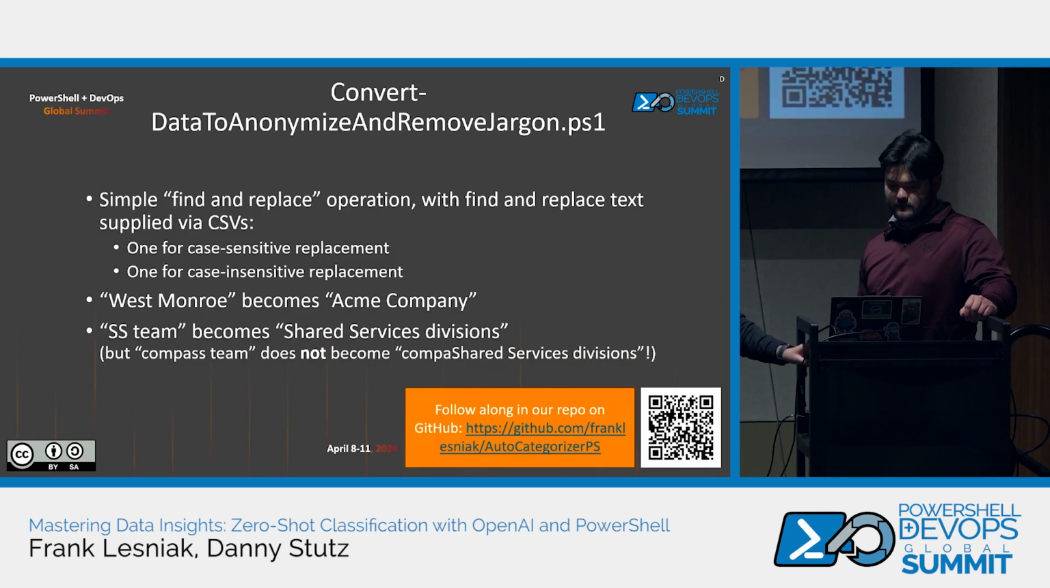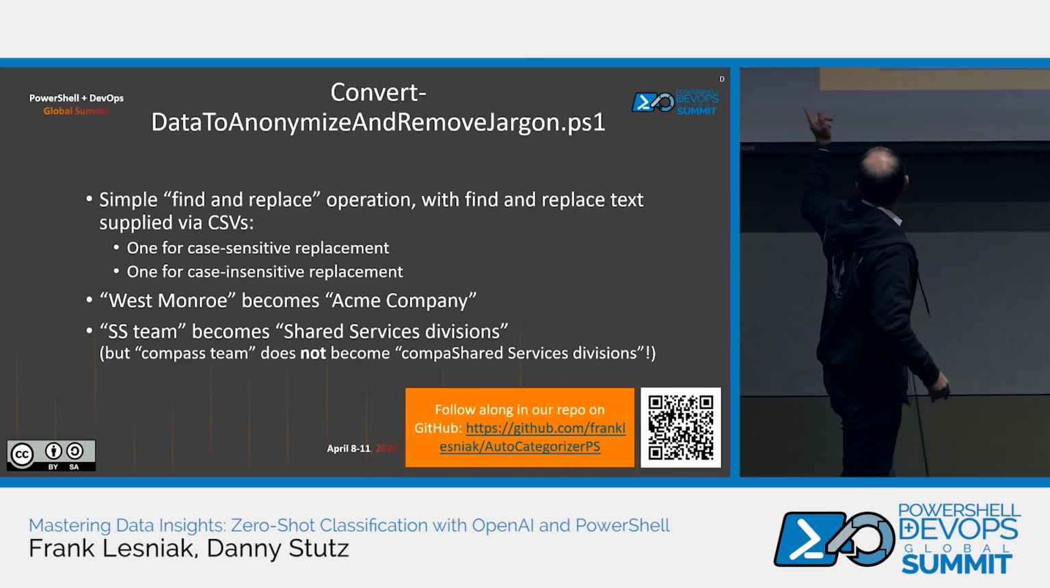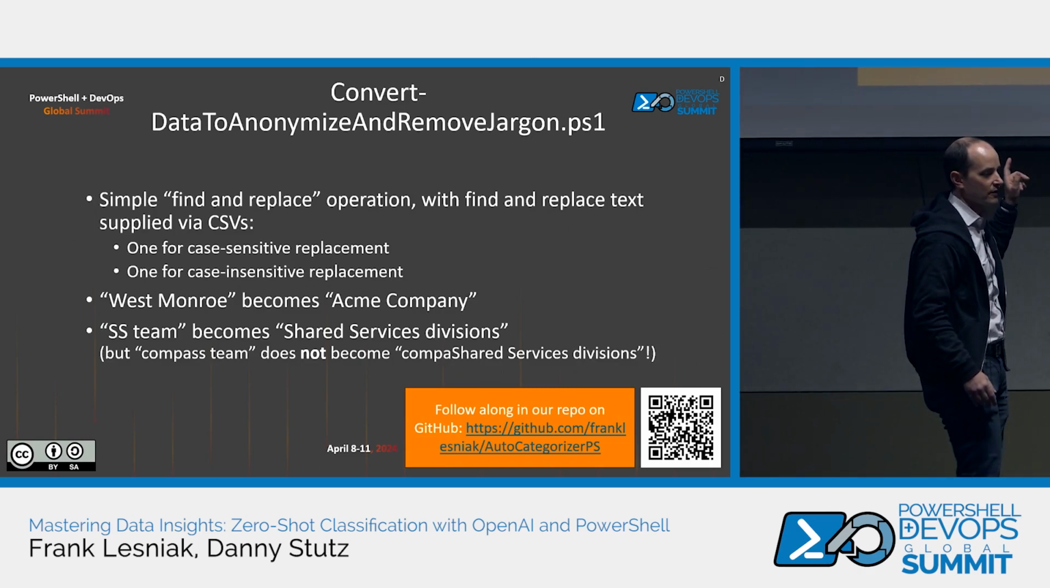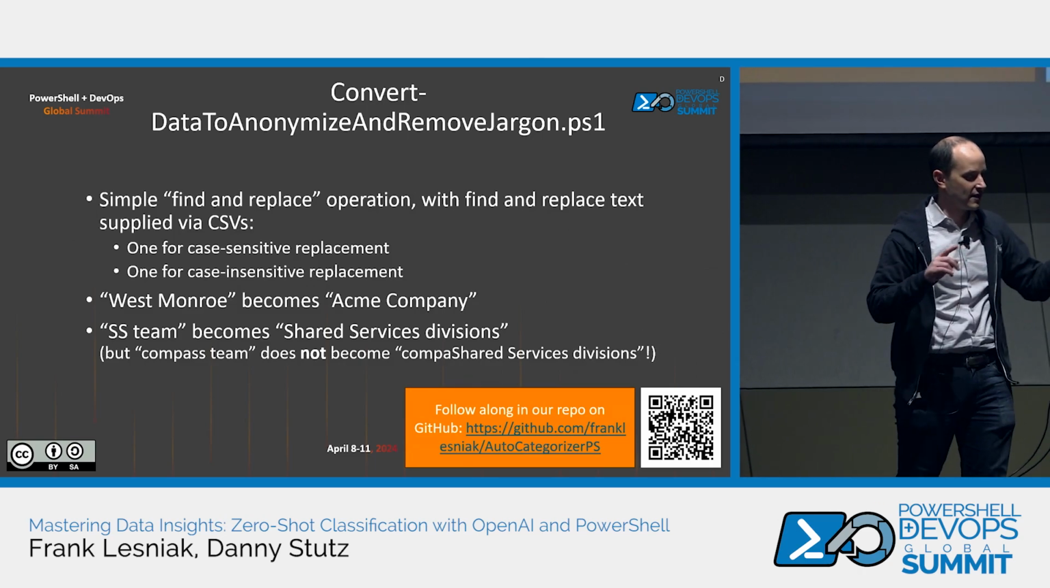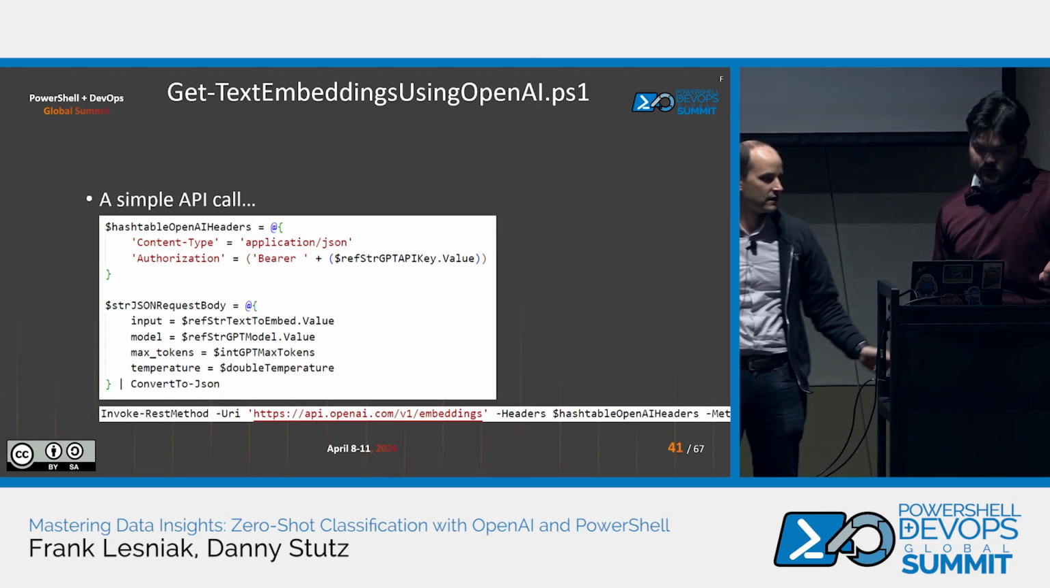Going back for 1 second, this shared services example shows that. For that one, we'd want to use case-sensitive replacement because we would not want compass team to get messed up, as you see in the example.